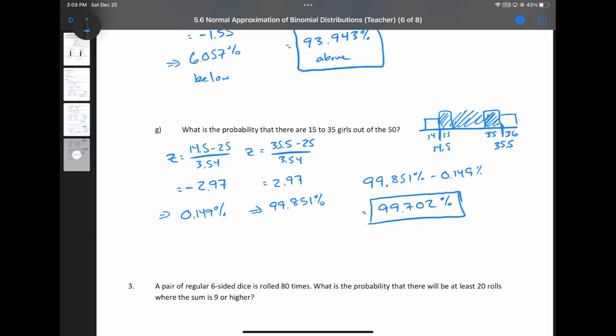So what is this telling us? If there's 50 kids born in the hospital on a given day, there is a 99.7% chance that the number of girls will be between 15 and 35. It's very unlikely that we're going to get just a few girls or almost entirely girls. Yeah, that kind of makes sense. We would expect some number closer to the middle since it's a 50-50 chance of anything happening.